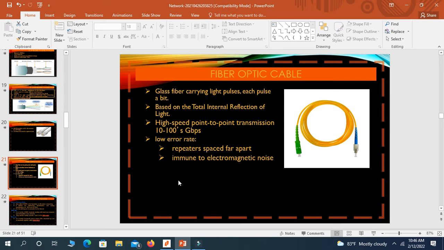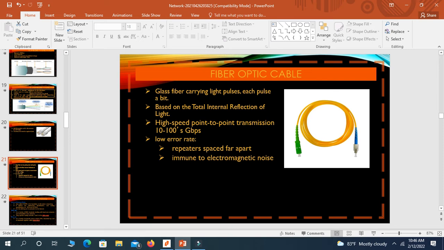Next up we have the fiber optic cable. Glass fiber carrying pulses, each pulse a bit. This is how a fiber optic cable looks like. It is based on the total internal reflection of light. Light is passed through this one, and based on the reflection, it will provide you with some sort of data output. So high speed point to point transmission. Unlike the previous connections, here the transmission speed is very high, from 10 to 100 Gbps.